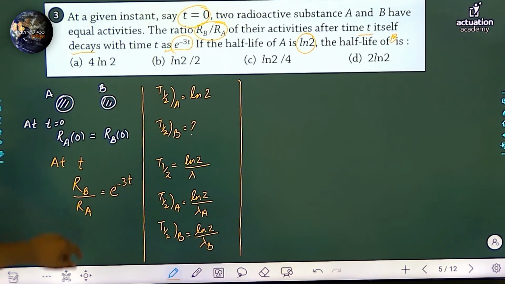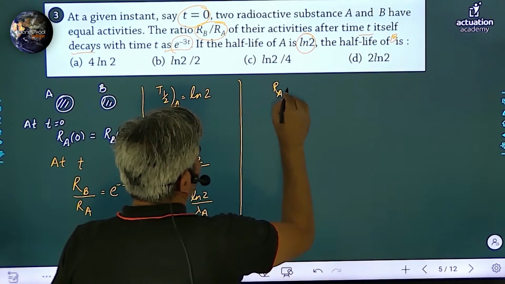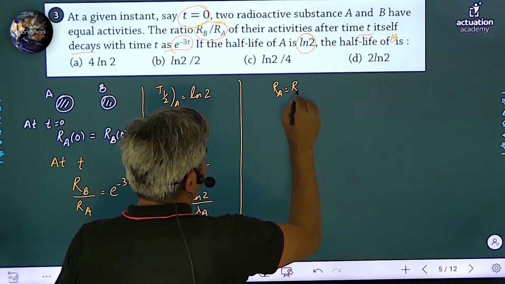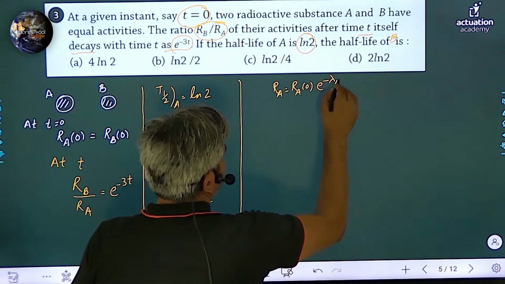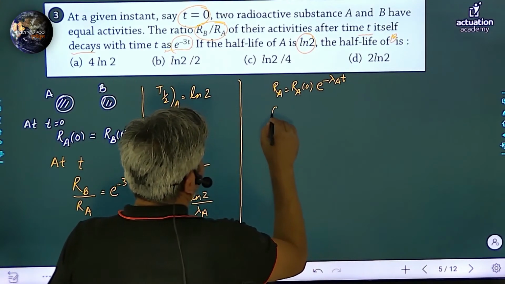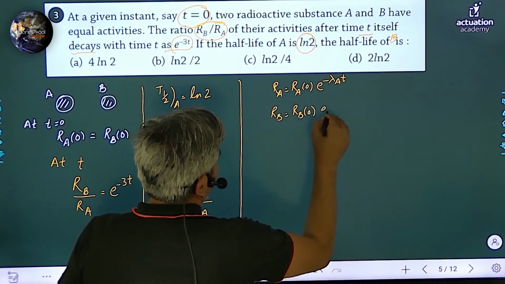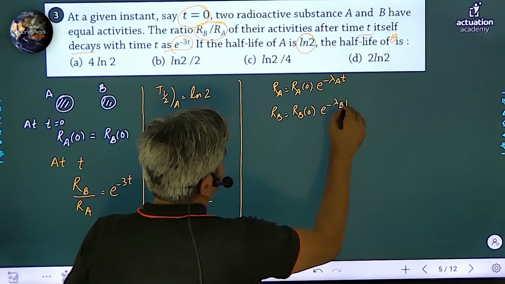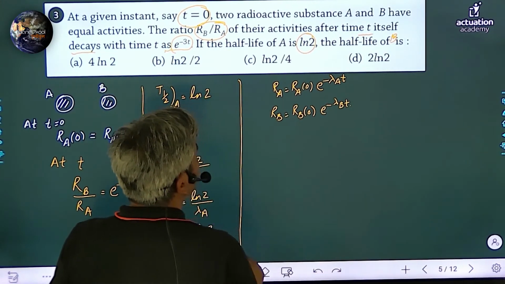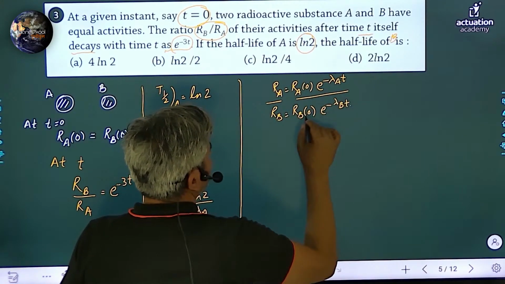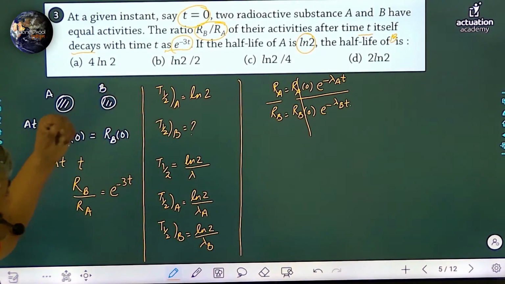Now let's write down the activities of A and B at time t. So RA can be written as the activity of A at 0 time times e raised to power minus lambda A t, and RB can be written as RB at 0 time times e raised to power minus lambda B t. Now let's find the ratio of both of these. This will cancel because both are equal. It's given in the question.